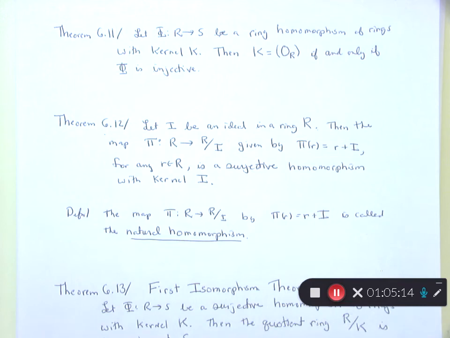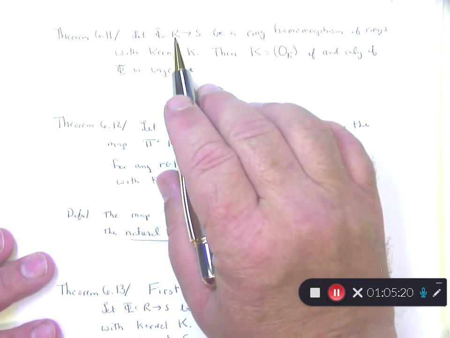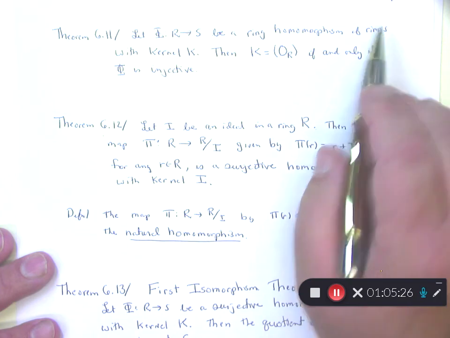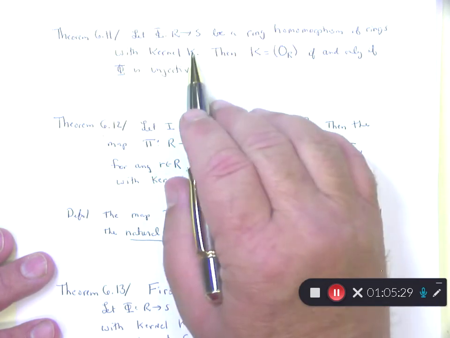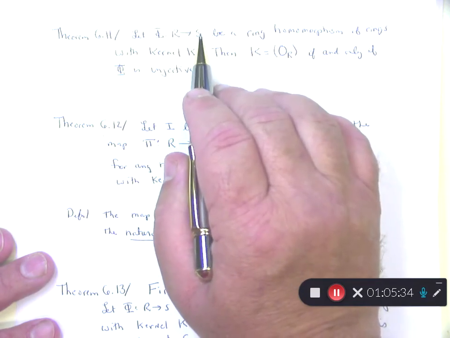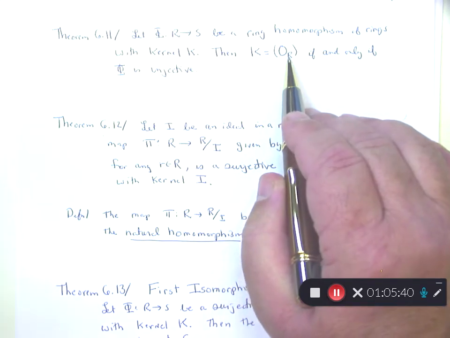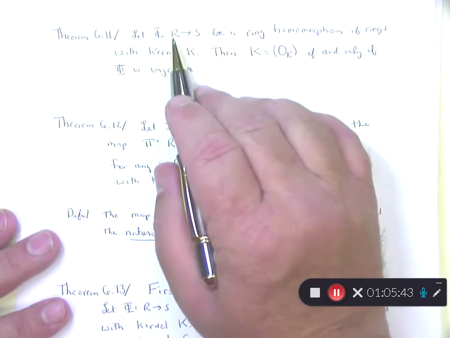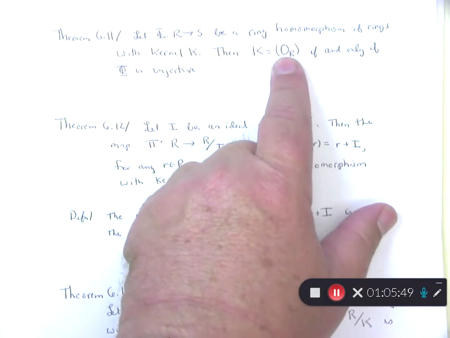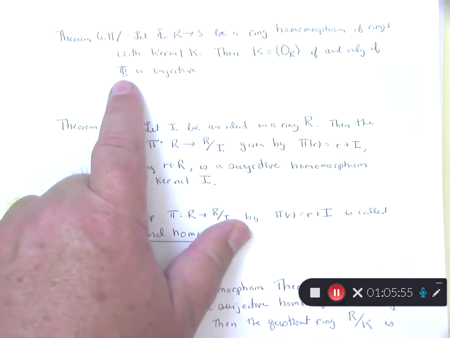Theorem 6.11 says this. Let phi from R to S be a ring homomorphism. Homomorphisms of rings, okay? With the kernel K. So the kernel, remember, is all the elements in R that map to the 0 element in S. But here's the deal. Then, if K is only equal to one element, the 0 element, 0 in R, if the kernel only has the 0 element of R, remember, zeros have to map to zeros, so we know that phi of 0R equals 0S. But if that is the only element that maps to 0S, then, if and only if, phi is injective.